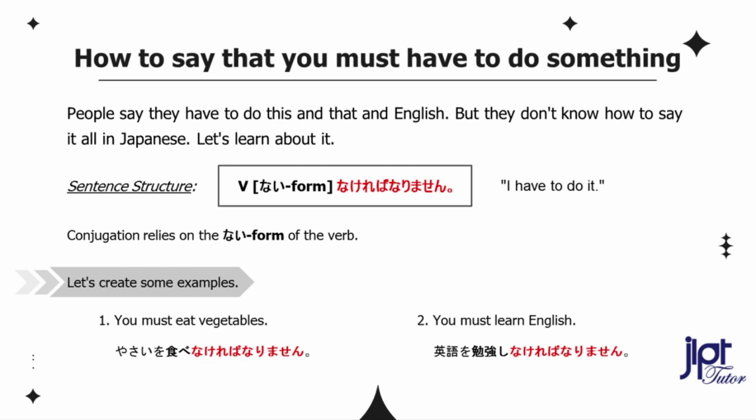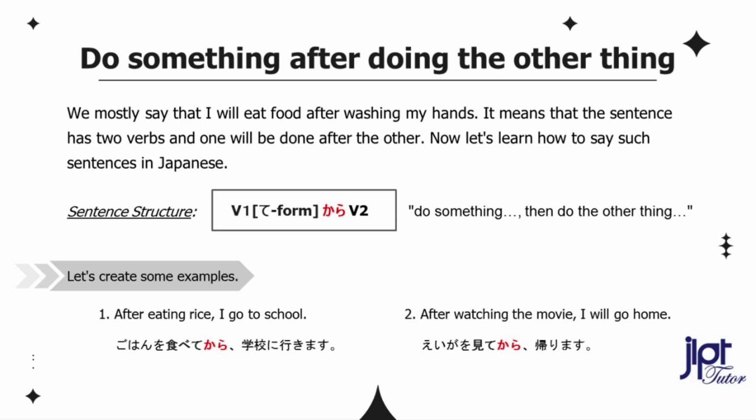Do something after doing the other thing. It seems a bit tricky, but it's not. Simply, we mostly say that I will eat food after washing my hands. It means that the sentence has two verbs and one will be done after the other. Now let's learn how to say such sentences in Japanese.